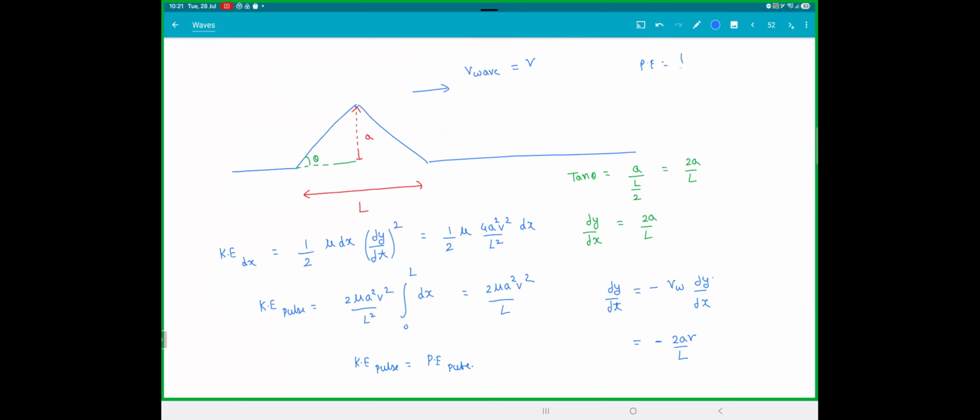So potential energy will be half into tension into dou y by dou x whole square. How do you write tension? V wave is equal to root of tension by mu. So from there you get the tension, substitute here and solve. You'll get the same stuff. Is this clear, everyone? It's a pretty good question. This one, the previous one, you should definitely give them a try again. These things are a little non-standard.